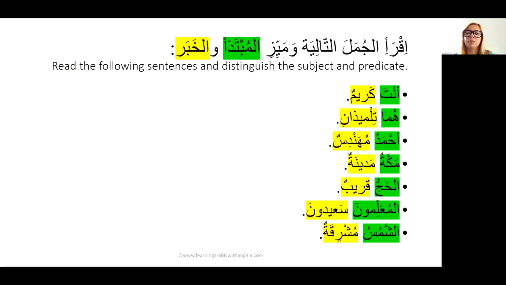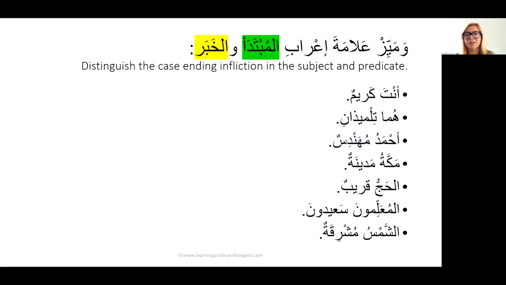Muhandisun with a double dhamma. Madinatun, double dhamma. Qaribun, double dhamma. Sa'iduna, waw, because it's in the masculine plural. Mushriqatun over here with the double dhamma. Ash-Shams is a feminine noun in Arabic. Some nouns, although they don't have the endings that are typical for feminine nouns, are just feminine. Like yad, a hand, is feminine. Ash-Shams is also feminine. Ash-Shamsu mushriqatun. The moon, by the way, is masculine, but the sun is feminine in Arabic. In other languages, it's different.